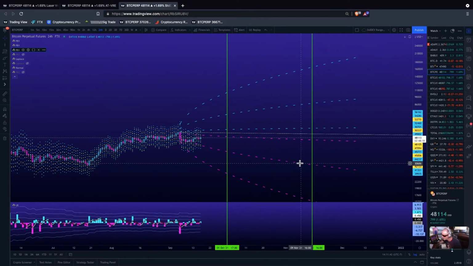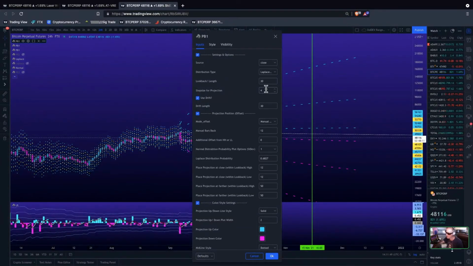I actually still didn't get that far. I could bump it up one more. Let's do it. That'll get there. Every time you bump up this step size projection, it pushes it out 24 more candles.